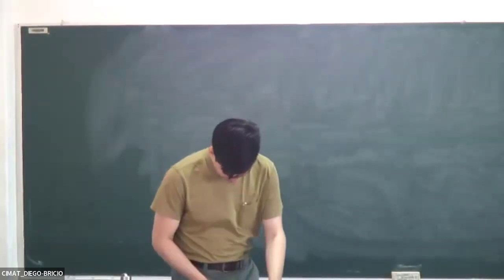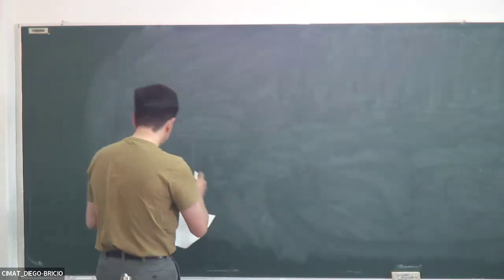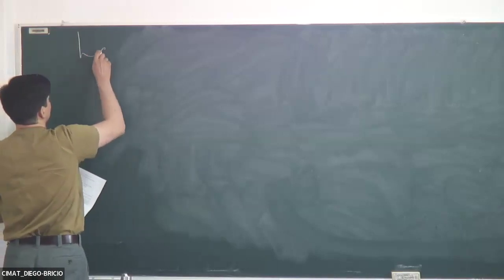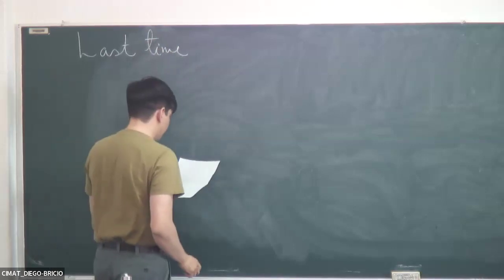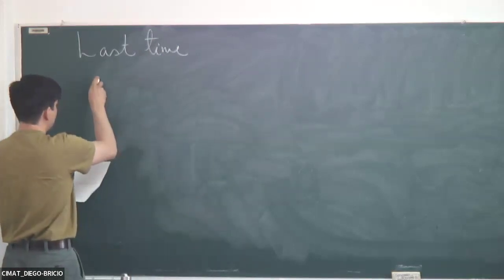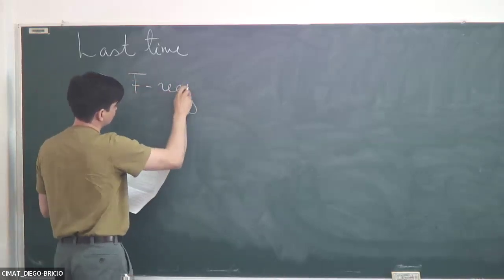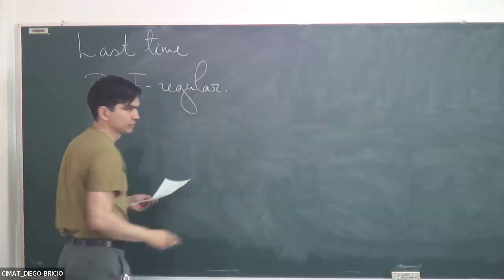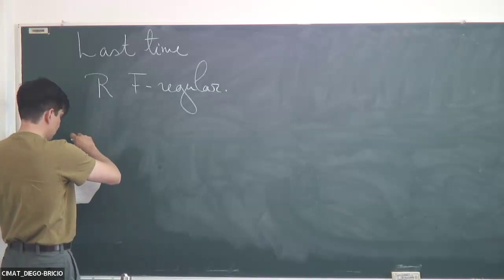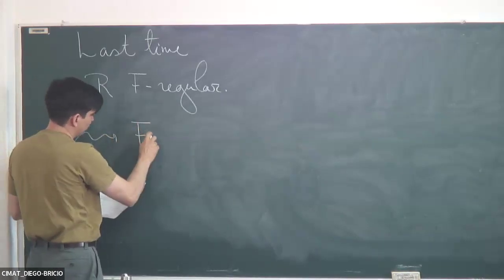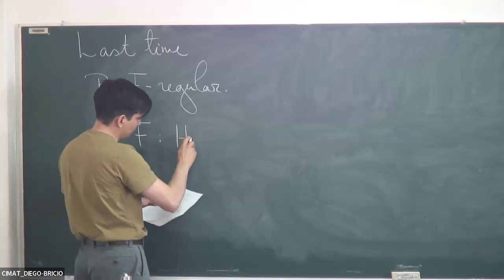So, okay, let me start recalling what we did last time. So last time, we proved the following. We proved that if we have R as regular, okay, then we may look at the Frobenius action on local cohomology.